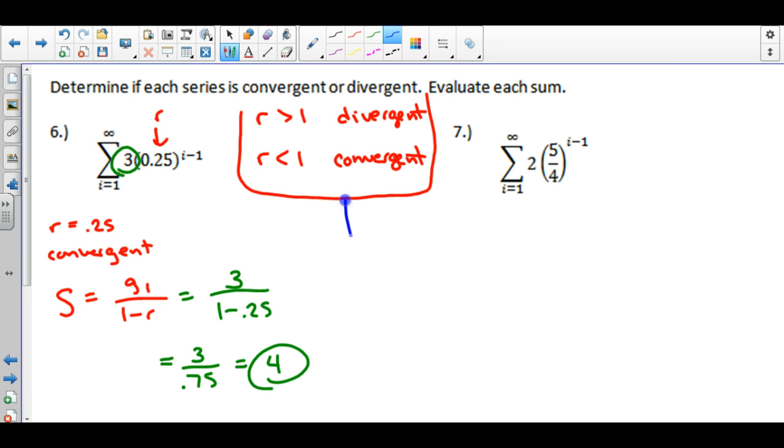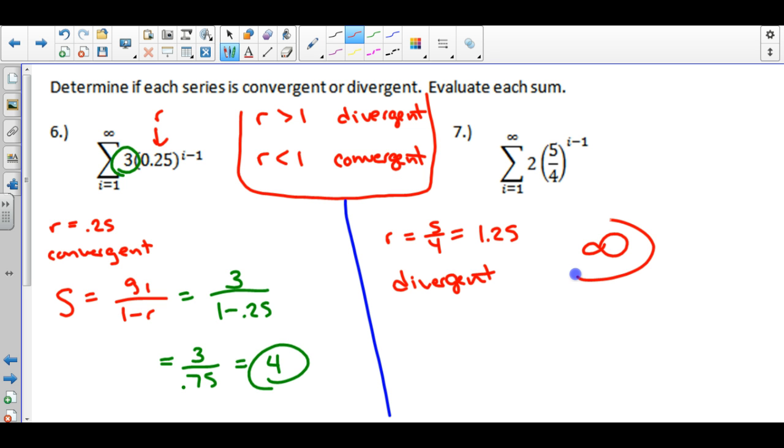Number 7, I really love. It's a very small amount of work, and that's because your r value is 5 over 4, which if you take 5 divided by 4 in your calculator, it's the best news ever. It comes out to a number that is greater than 1, and if it's greater than 1, it's divergent. I'm getting really excited because our sum is infinity. Okay, the sum is infinity. I got all pumped about that because we don't even have to use a formula.